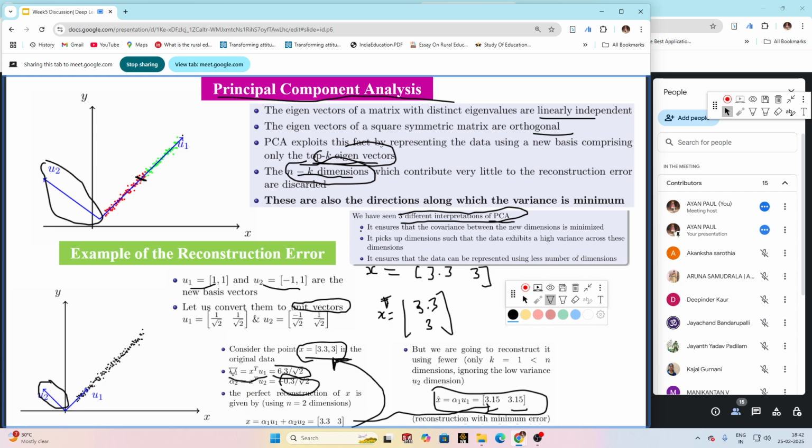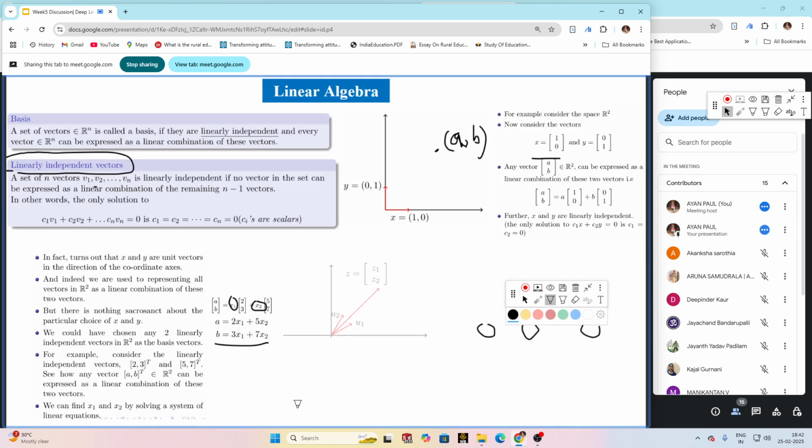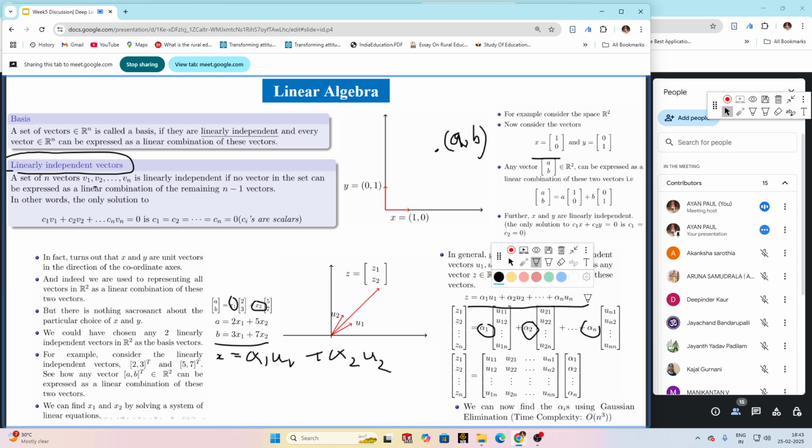Whenever we do this, x will be equal to alpha 1 u1 plus alpha 2 u2, same as the basis concept we have just discussed. Here we can see, if b is the x, then x will be equal to alpha 1 u1 plus alpha 2 u2. Or you can see this for more clarity: z will be equal to alpha 1 u1 plus alpha 2 u2 plus dot dot dot plus alpha n un.